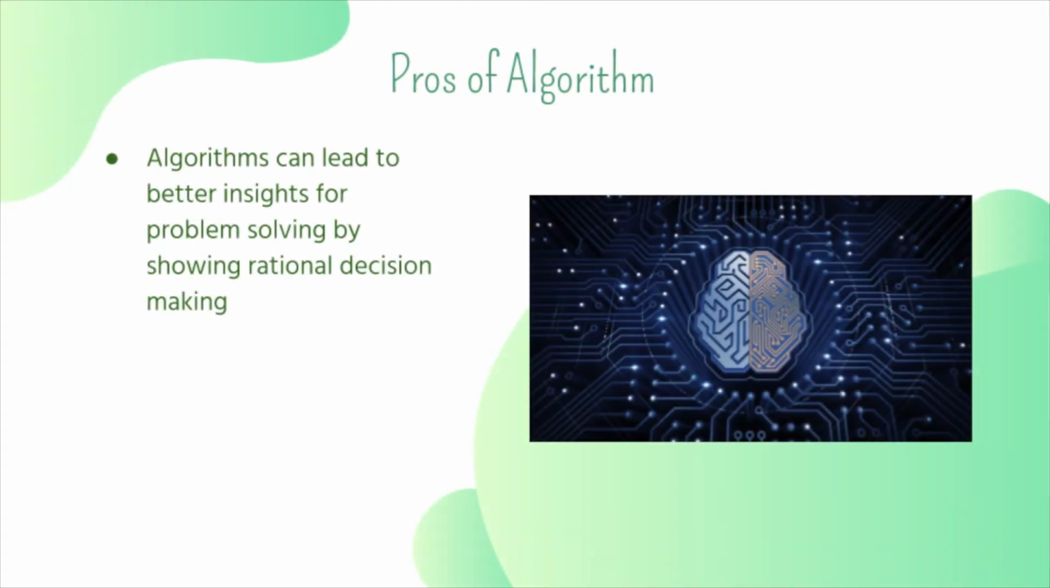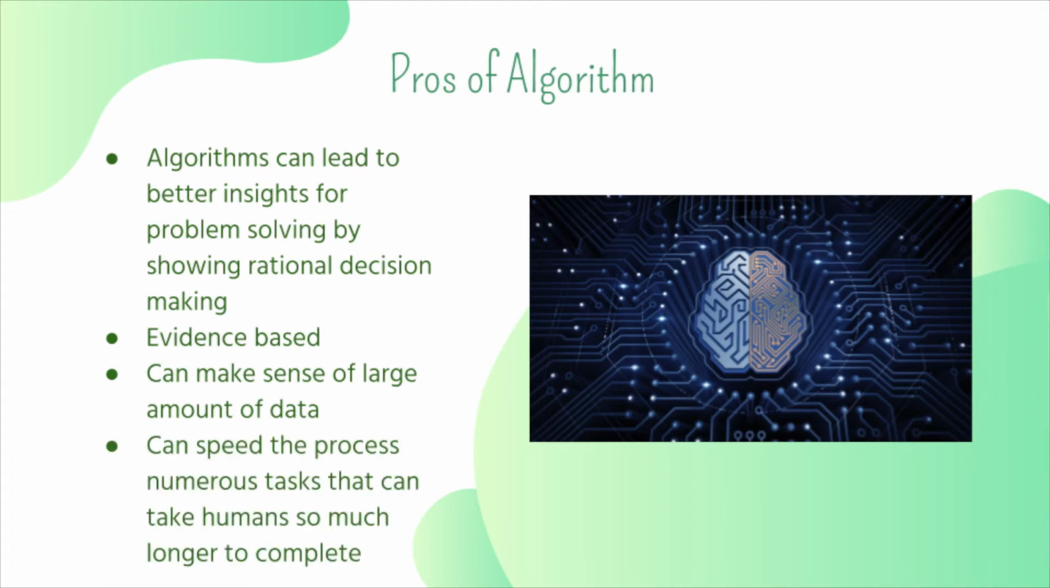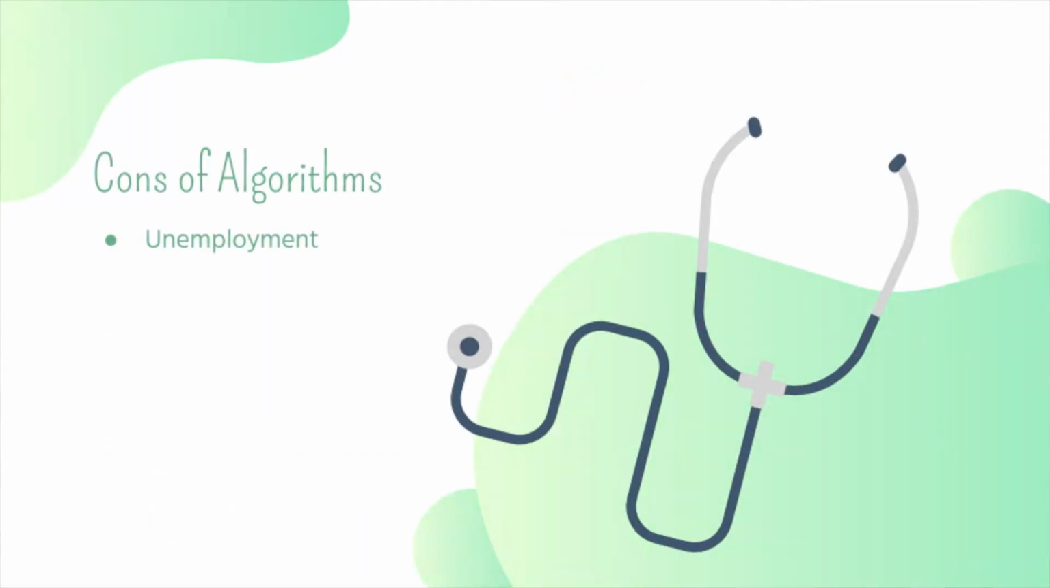Algorithms have had many beneficial outcomes in different fields. Humans have limited potential by themselves. Algorithms are able to lead to better insight when it comes to solving a problem because they can show rationality. It is beneficial that these algorithms are mostly based on evidence and studies. They can also make sense of large amounts of data that would be so difficult for humans to do without any help. Algorithms are also capable of speeding the process of a task that would take humans much longer to complete. However, there can be some cons to algorithms.